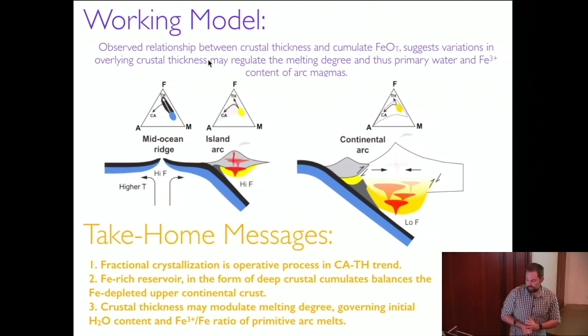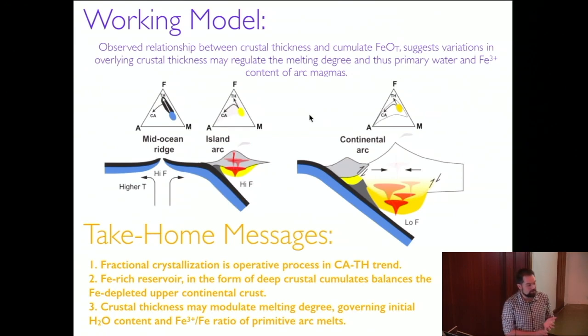of the magmas. Because if you reduce the degree of melting by thickening the crust, water and Fe3+ in silicate magmas are incompatible, and so in the cumulates you will enrich iron and water to some extent more, but in the lavas that erupt from that, you'll have a dramatic depletion in iron and water contents. And that's exactly what we see in these calc-alkaline and tholeiitic trends.